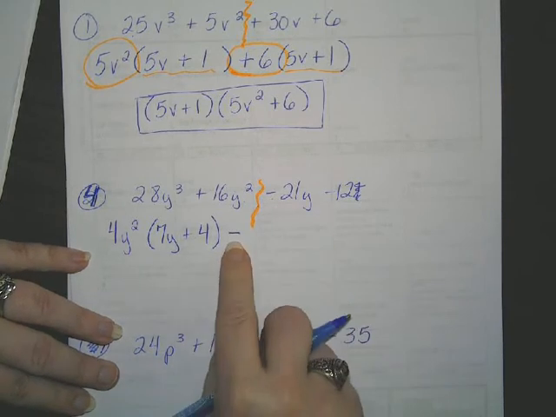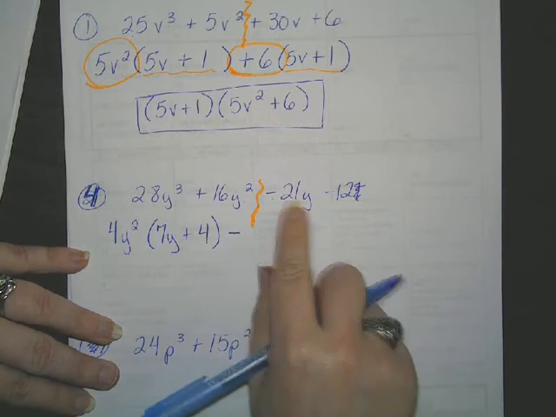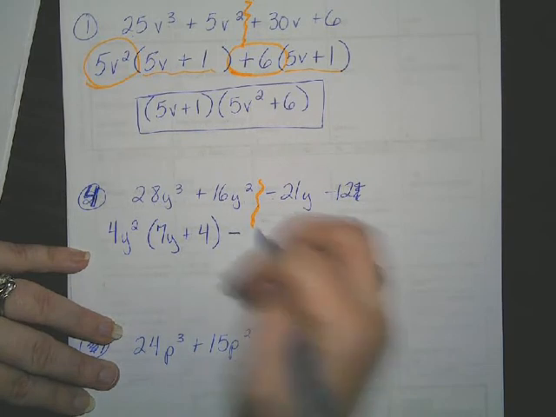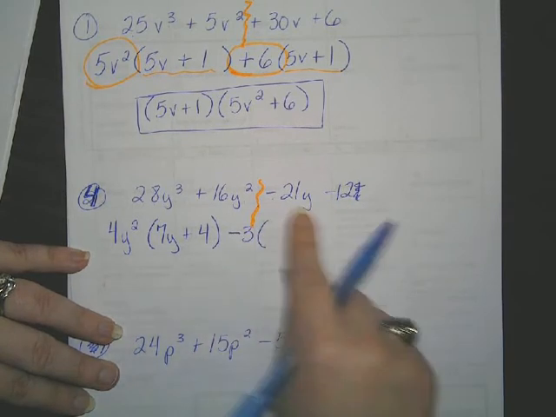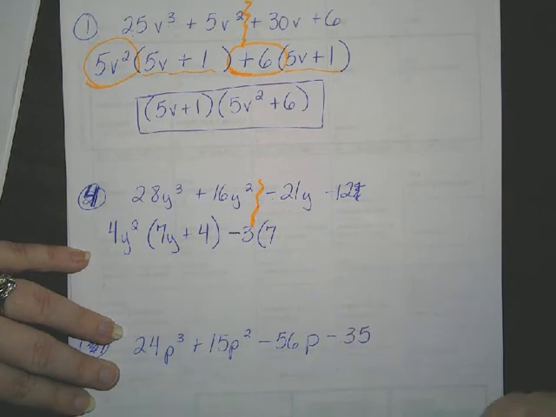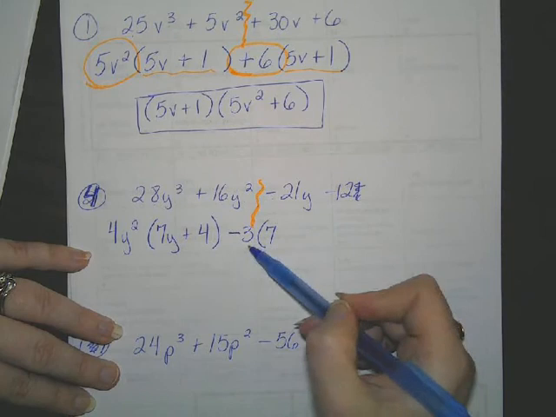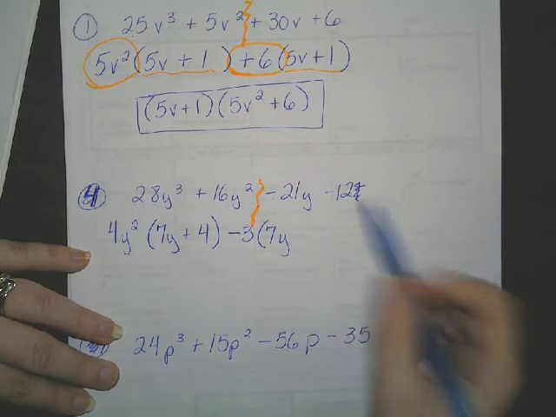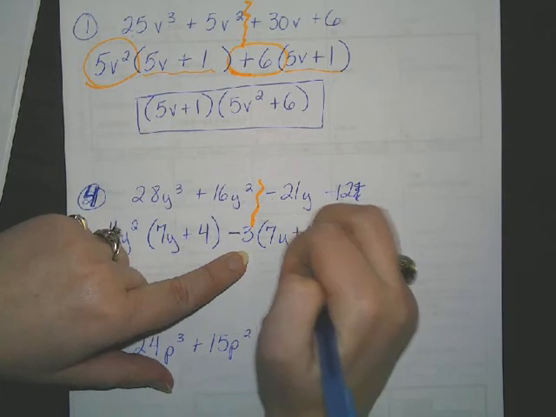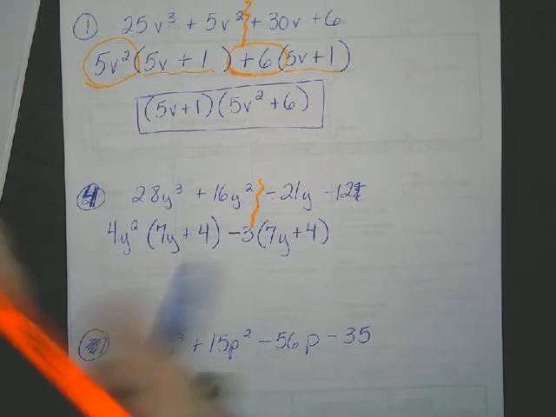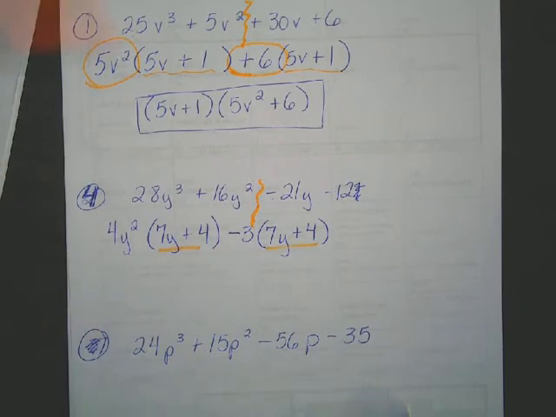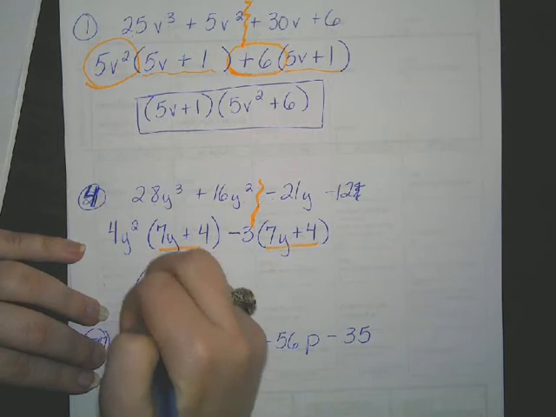Now let's look at this. 21 and 12. What can we pull out of both 21 and 12? 3. Okay? So now negative 21 divided by negative 3 gives me a positive 7. We did not pull the y out, so we have to write it down. Negative 12 divided by negative 3 gives me positive 4. And yes, both of them match. We want to make sure both of them match, otherwise our factoring is not going to work. So we write down what they both match, 7y plus 4.